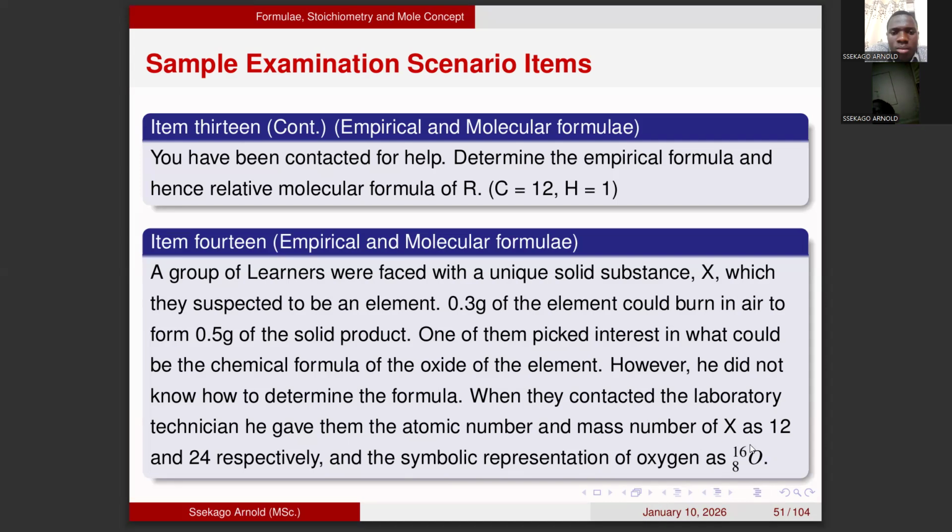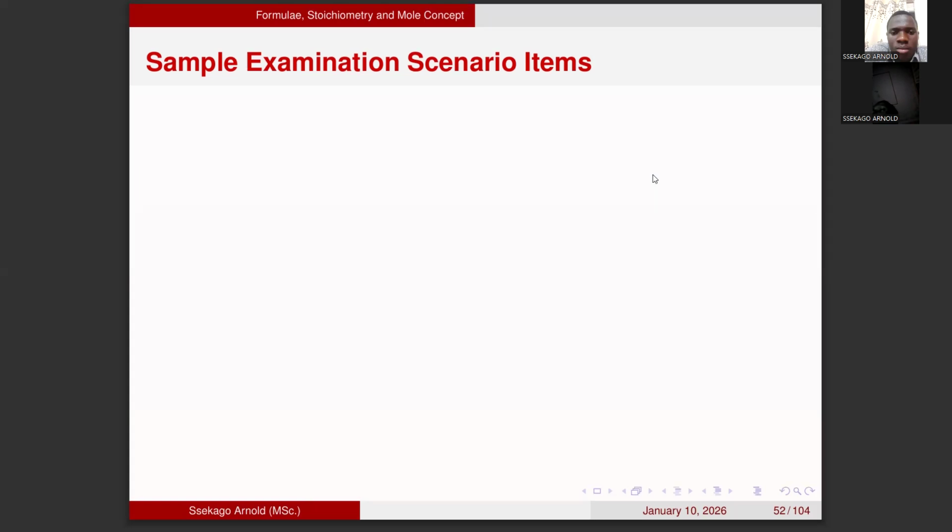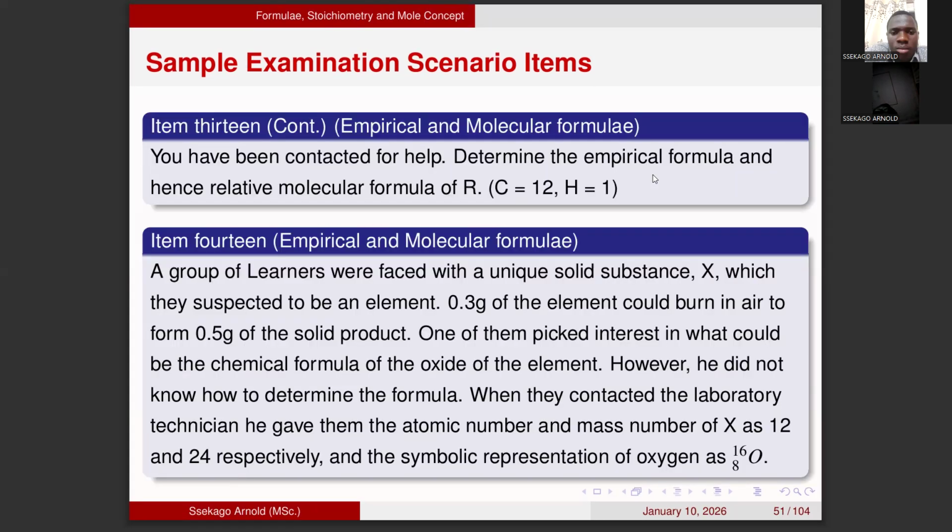Now, what does he want? He wants, as a student of chemistry, to help the learners determine the formula of the oxide of X. That is the challenge: to determine the formula of the oxide of X. Now the question is, how does X form the oxide of X? Yes, that is important to note. So X forms the oxide of X as follows.